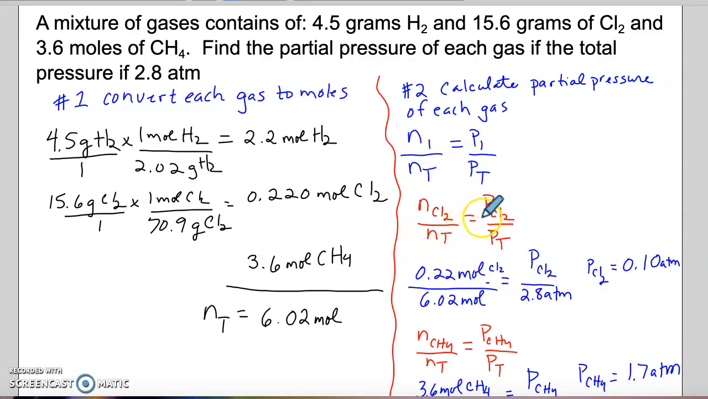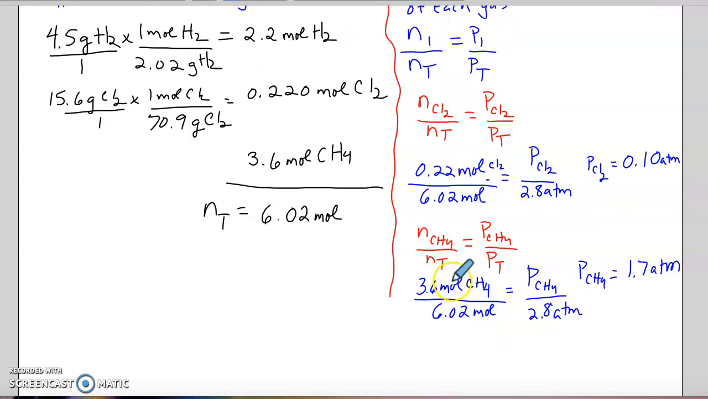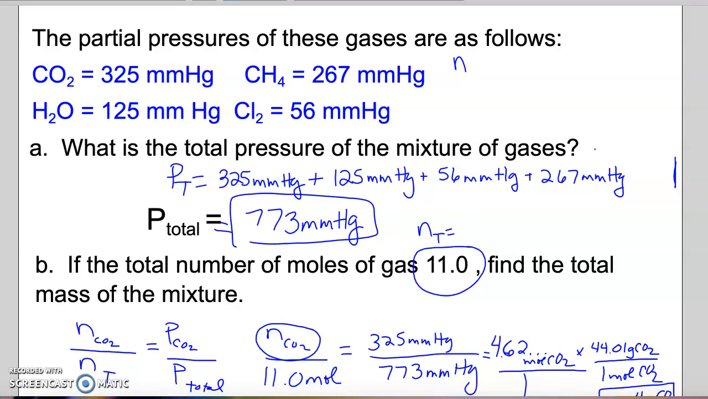And then similarly, I can do this for the chlorine. So I take my moles of chlorine over my total moles. I'm going to calculate the partial pressure of just the chlorine in the mixture over the total pressure of the mixture. And then similarly for my methane, I have my 3.6 moles we're given in the question over the total moles in the mixture. I can solve for the pressure of just the methane. And this is the total pressure of the mixture of gases. So we just solved the problem.